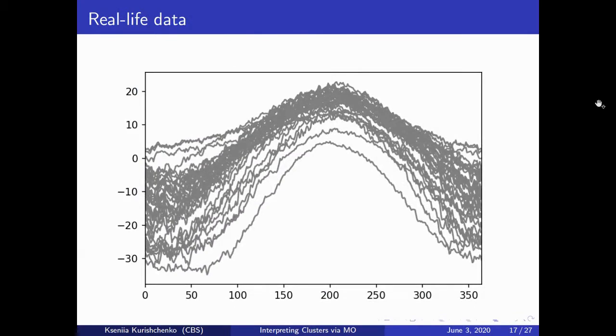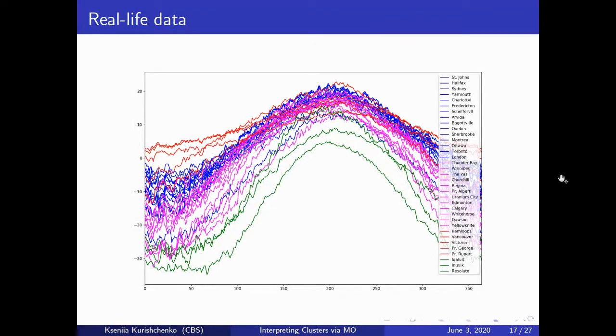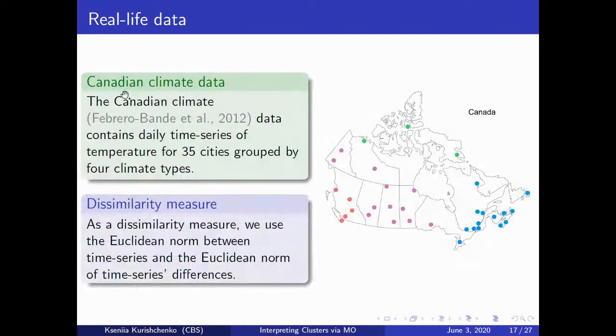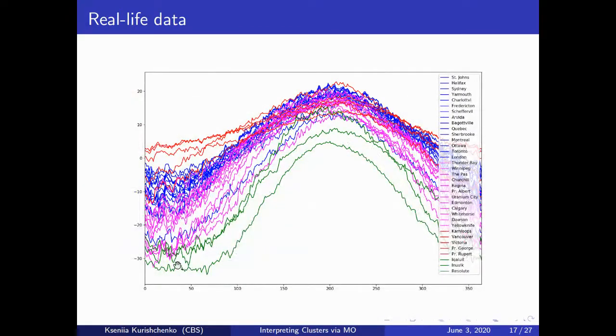Okay, here's our functional data. What do you think it is? I know you are muted now, so I will skip this question. And here I add some colors. I also know that for some of you it's a known data set. It's the Canadian climate data, which contains daily time series of temperature for 35 cities grouped by climate. So it's actually temperature over 1 year.